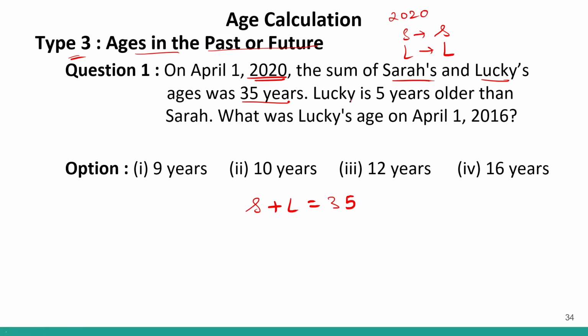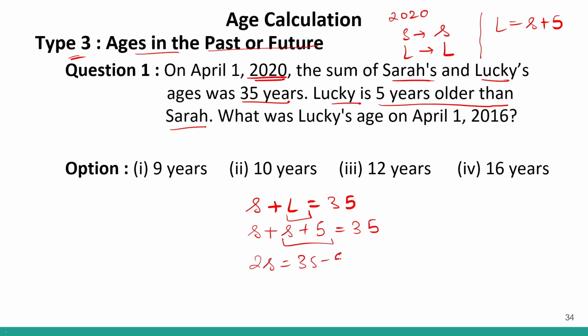Correct? Now, Lucky is 5 years older than Sarah. So L we know is S plus 5. Because L is 5 years older than Sarah. That means if I put the value of L, S plus S plus 5 equals 35. How? Because I have substituted the value of L as S plus 5. Correct? So 2S will be equal to 35 minus 5, which is 30. So the value of S will be 30 by 2, which is equal to 15 years. This is the age of Sarah.